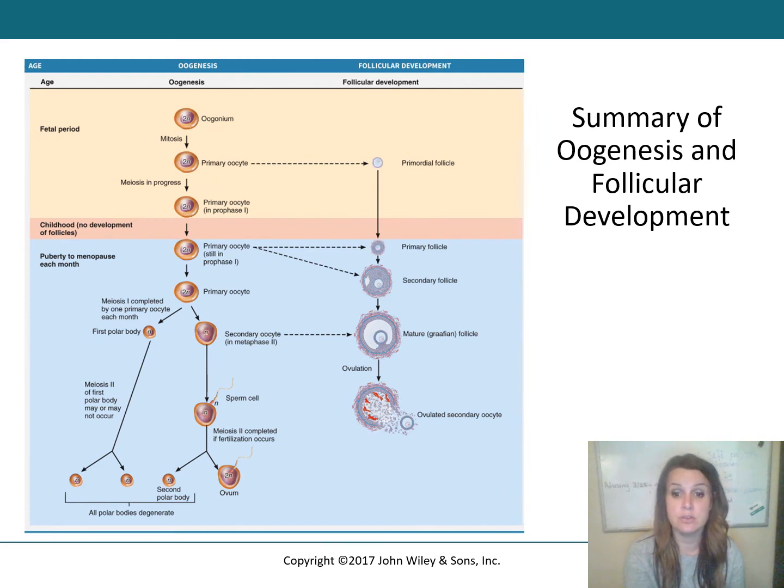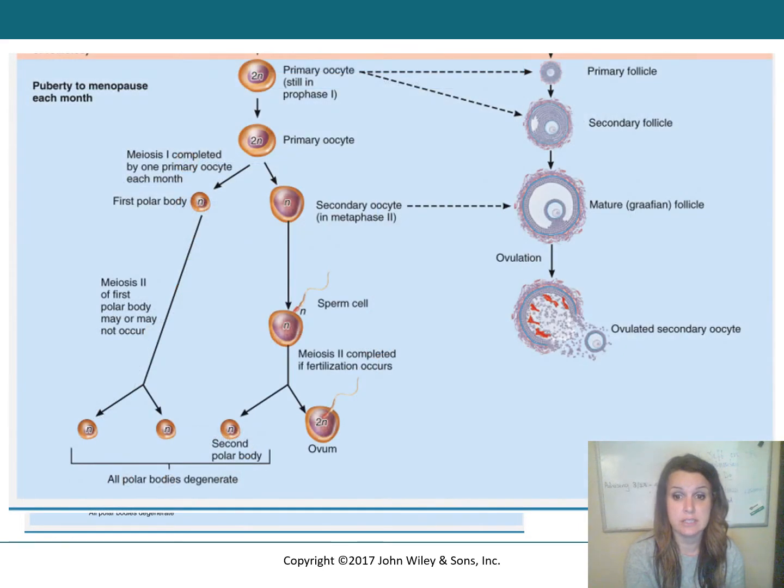But then those follicles after puberty start to differentiate and grow, and we see secondary follicles forming and then Graafian follicles. And then the primary oocytes start to differentiate into secondary oocytes as they continue going through meiosis. However, they do not complete meiosis II until after ovulation and fertilization. So that's what we end up seeing. And we also get what you see on the left, which are 3 polar bodies.